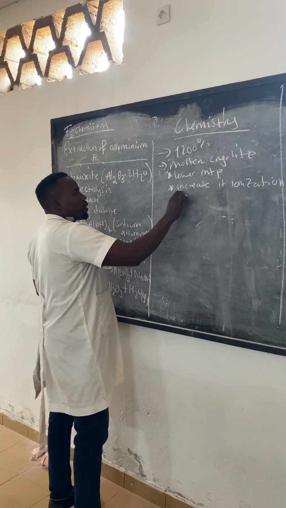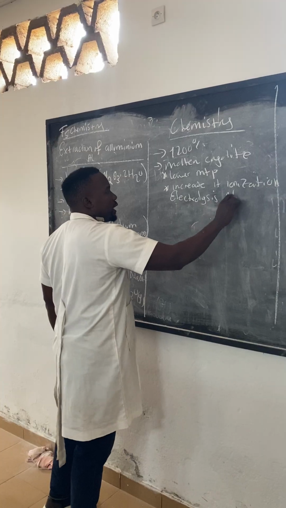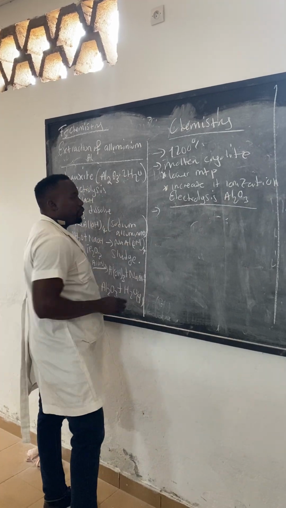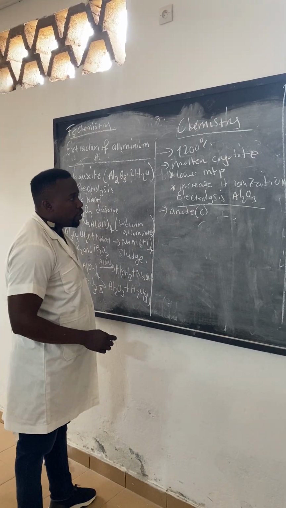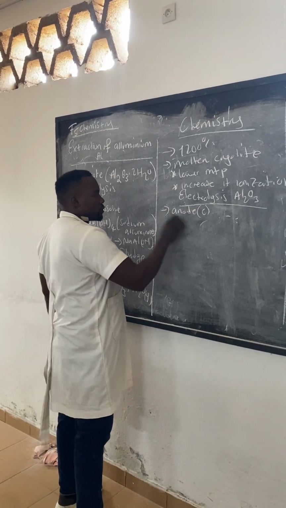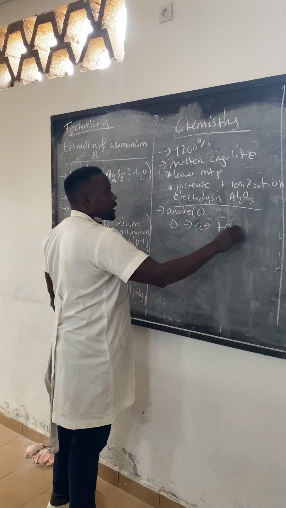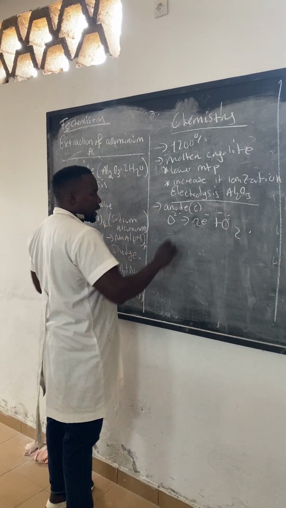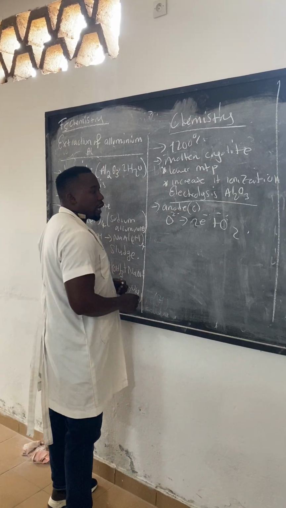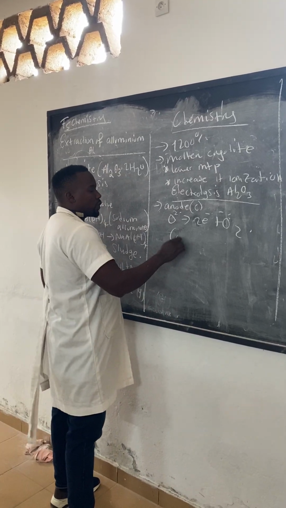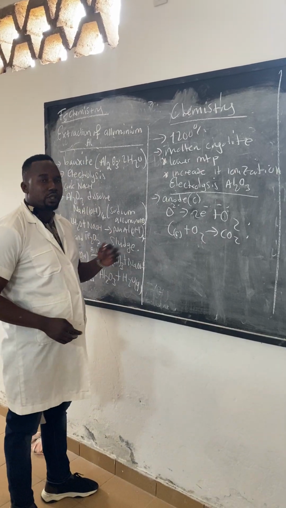The electrolysis now of the molten aluminium oxide is then carried out, in which at the anode, which is made of carbon graphite as electrode, oxygen will be discharged. So oxygen is discharged at the anode as what? As oxygen gas. This oxygen discharged at the carbon anode is going to react with the carbon anode to form carbon dioxide. So we're going to have carbon plus oxygen to give carbon dioxide, a process called self-baking.